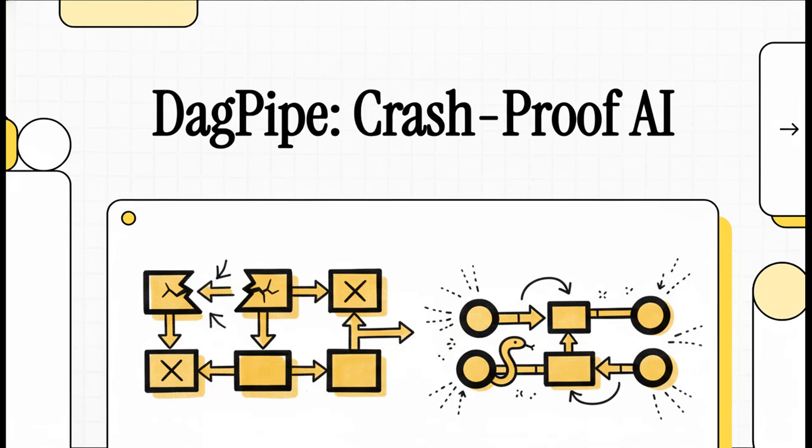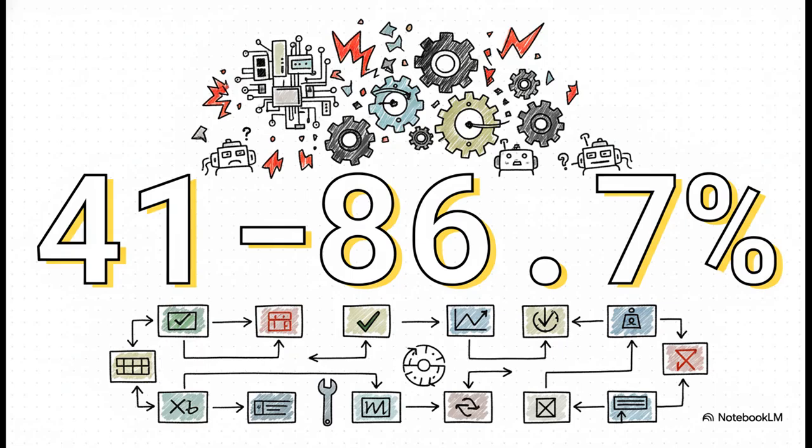If you've ever tried to build a multi-step AI application, you know the feeling, right? That pain when your pipeline just crashes halfway through. Well, today we're diving into a Python library called dagpipe that's designed to make that whole problem a thing of the past. So let's just start with a pretty stark number.